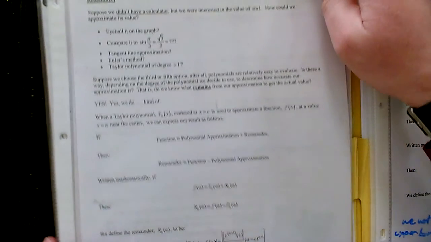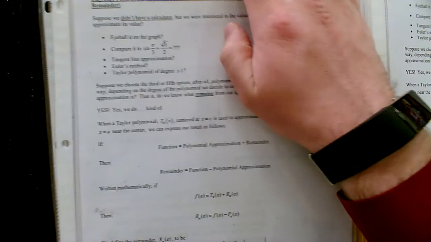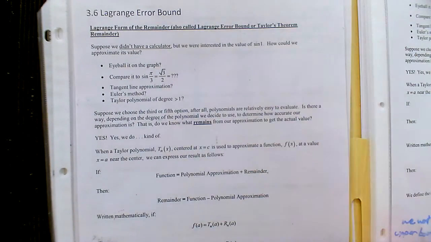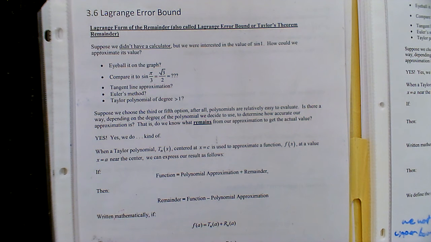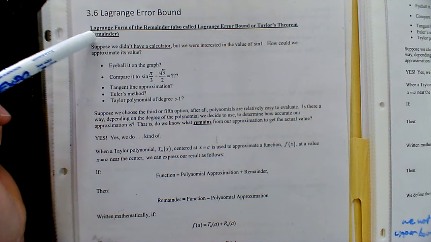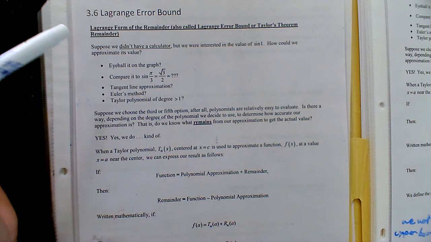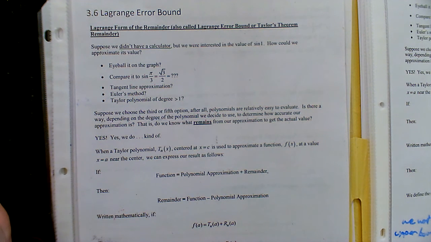Alright, so 3.6 is what is known as the Lagrange error bound. This is also known as the Lagrange form of the remainder or Taylor's theorem remainder, so those are different ways that it can be stated. Most often, when you're asked a question, it's going to ask, find the Lagrange error bound of the problem, okay? So that's what it's most often referred to as.